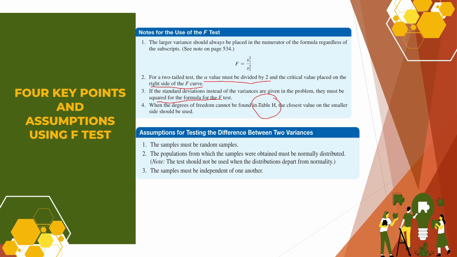The assumptions for testing the difference between two variances: the samples must be random, and the populations from which the samples were obtained must be normally distributed. The test should not be used when the distributions depart from normality. The samples must be independent of one another. These are the assumptions in testing the difference between two variances, and we need to follow them.